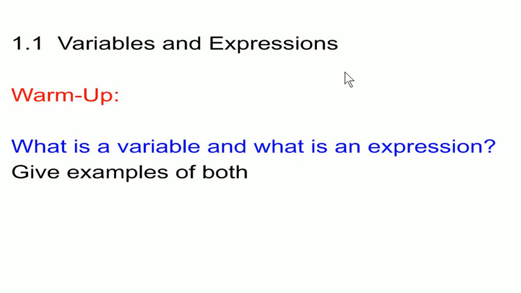Okay, what is a variable and what is an expression? A variable is a letter that stands for a number, so we have x, y. Those are the ones we use the most. You could use a or b, or you could even use symbols.